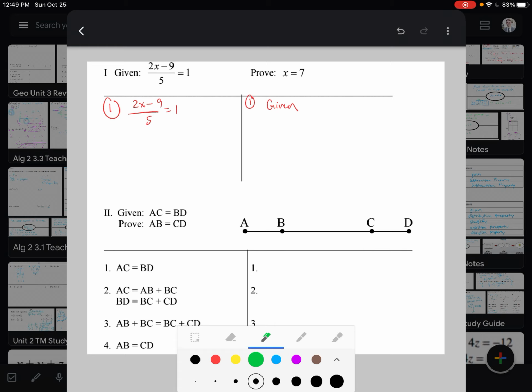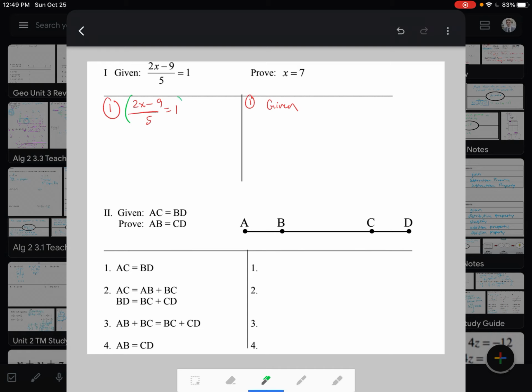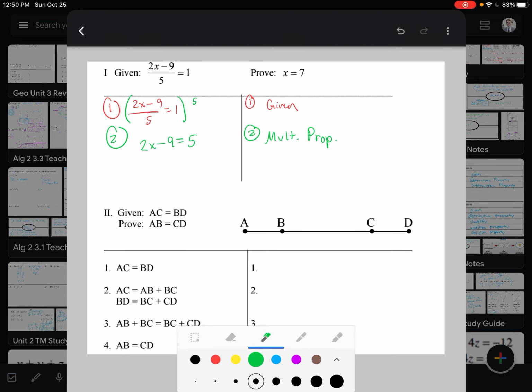And then let's go through and solve this problem like we would for any normal algebra problem, but just making sure that we're doing the same thing on all the sides. So on the left side here, we're dividing by 5, so maybe we can multiply everything by 5. We'll be left with 2x minus 9 equals 5. And again, we multiplied everything by 5, so that is the multiplication property.